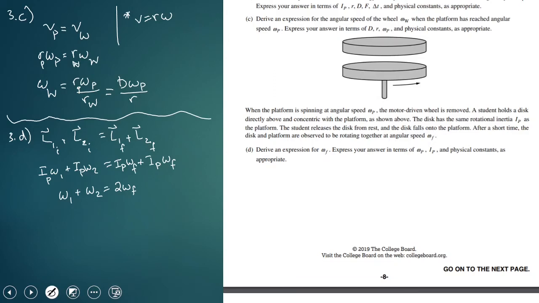Well, omega 1, so I'm going to call wheel 1 the wheel that was already spinning. So it has an angular speed omega_p, right? The initial angular speed of the other disk is 0. So we have plus 0 is equal to 2 omega final, and thus omega final is equal to omega sub p, or the angular speed of the platform, divided by 2. So it wasn't a hard question, you just had to recognize that there was angular momentum being conserved.